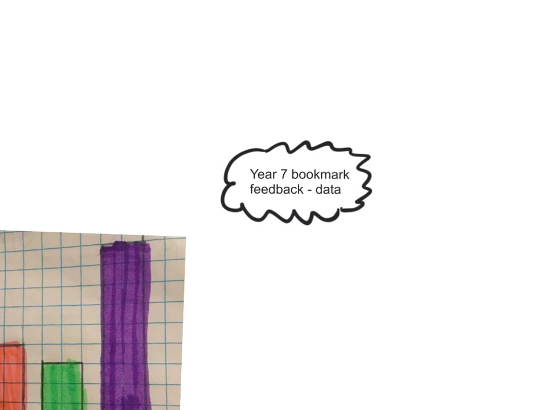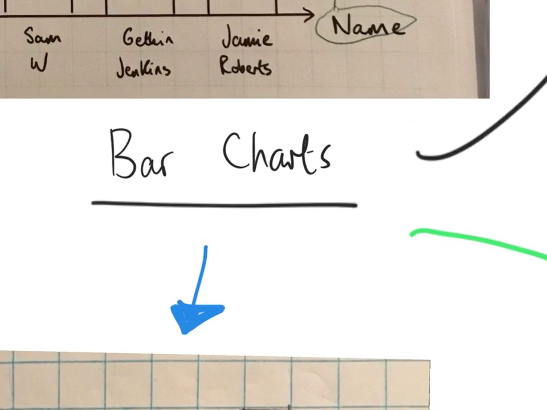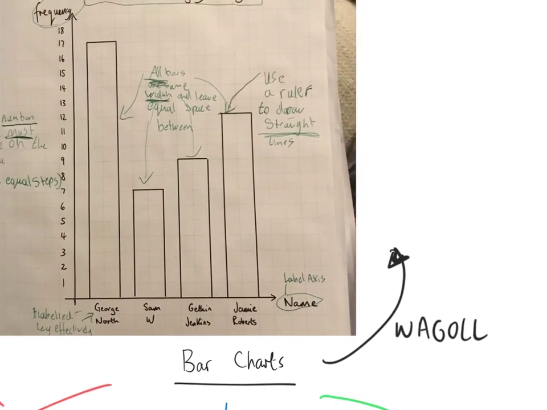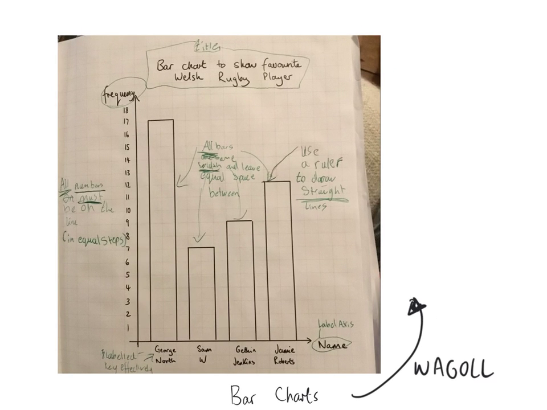This is Mr. Ashen going over really important feedback from your bookmark on what we've been doing on recent work on data. So, first thing I'm going to look at is bar charts, and I've taken a photo of somebody's work in our books, and I'm just going to recap what was really important, what we should have expected to have seen in bar charts.